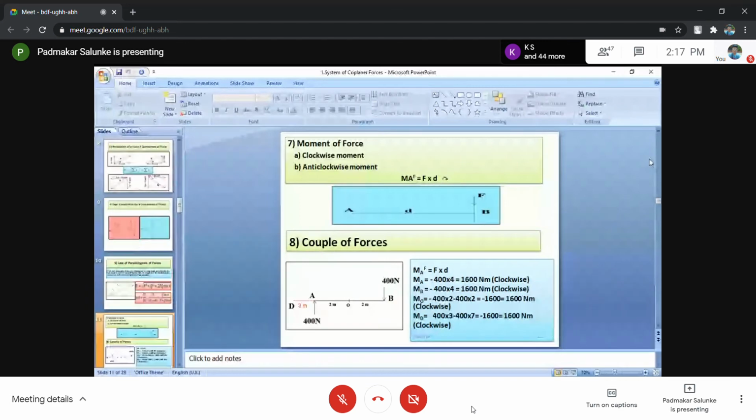Force is a vector quantity. It has magnitude as well as direction. Like force, there is one more very important parameter for our discussion, which is also a vector quantity, and that is moment. Moment of a force. There are two very synonymous terms: moment of a force and couple of forces.